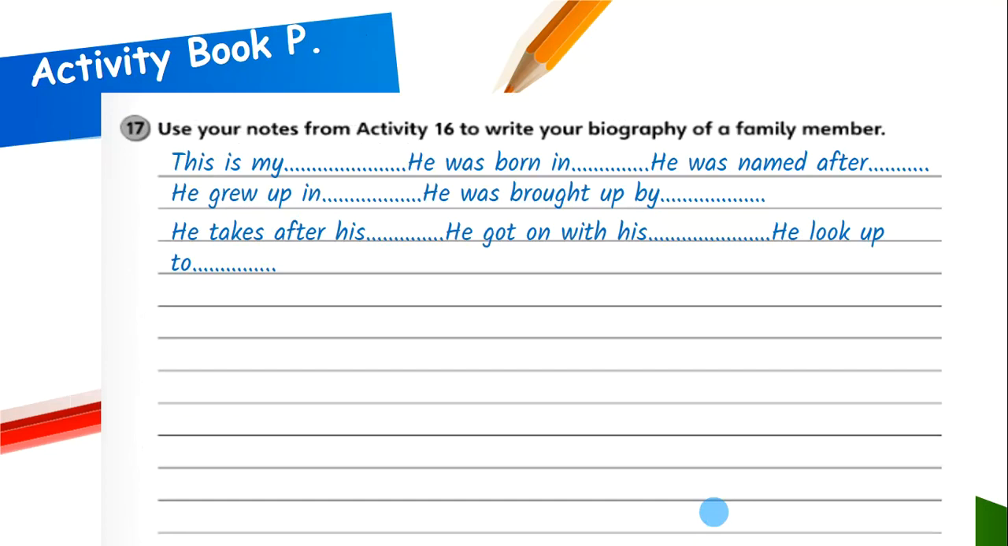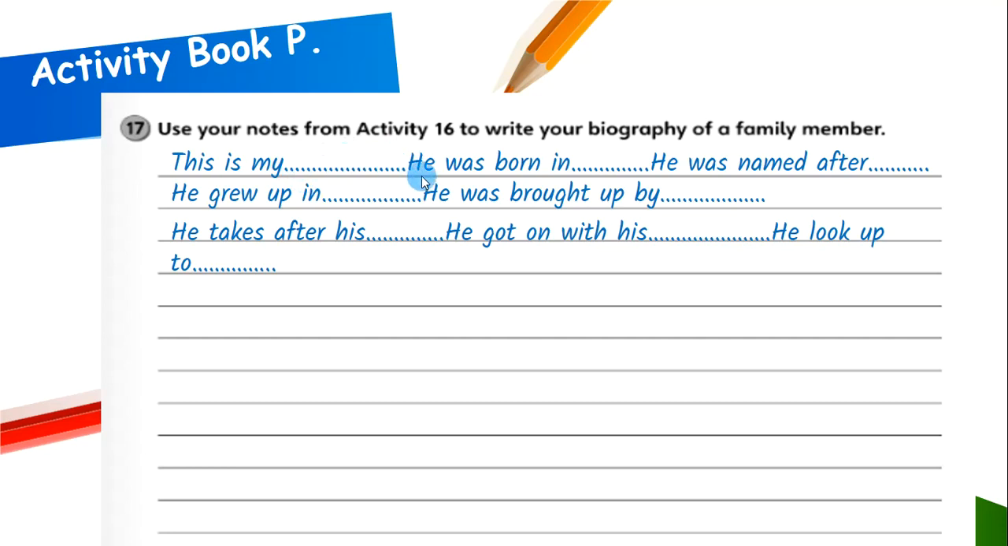your text or your paragraph. Use your notes from activity 16 to write your biography of a family member. How do I start this paragraph? You will start it by saying, this is my grandfather, for example, my aunt, my uncle, my dad, my mother, whoever the person that you are going to write about.